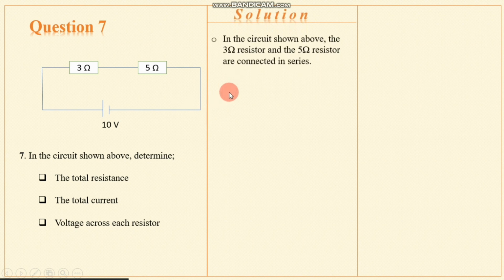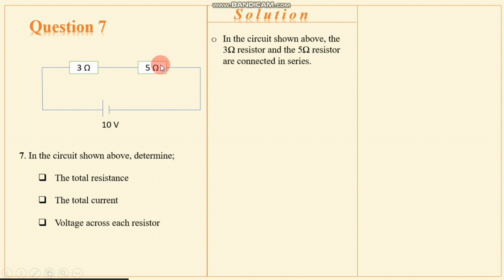In the circuit shown above, the 3 ohm resistor and the 5 ohm resistor are connected in series. This one is evident. As you can see, we have the 3 ohm and the 5 ohm resistor connected in series. We use the aspect of voltage. We know that the total voltage, which is 10 volts, is given by the sum of these individual voltages across the 3 ohm and the 5 ohm.